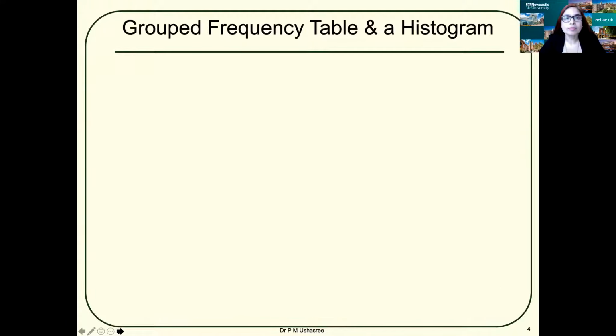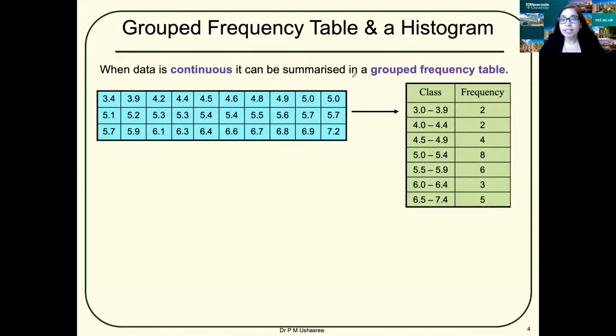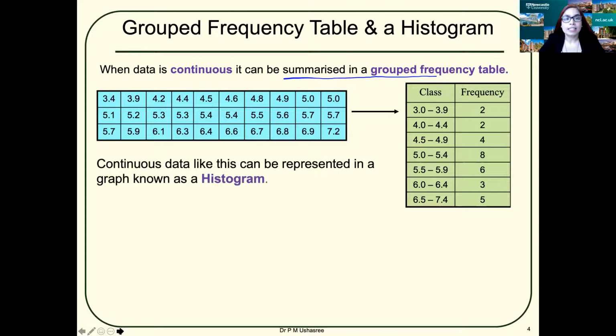So that's what we're going to see, how we are going to represent continuous quantitative data using a histogram. When data is continuous, we have already seen that we can summarize it in a grouped frequency table. You can class it and put the number of data in the corresponding class. Continuous data like this can be represented in a graph, and that graph is known as a histogram.